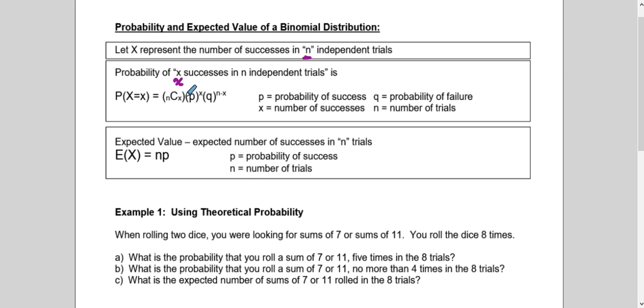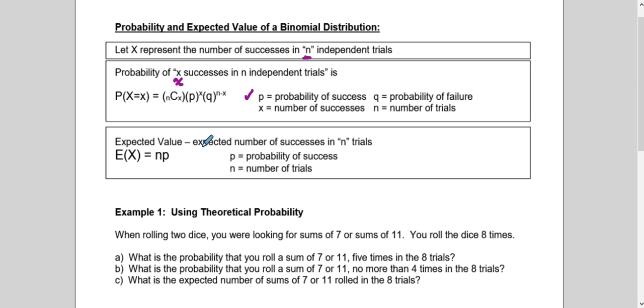We could have 2 successes, 3 successes, 4 successes. All right. And these are the things that we're going to be able to define based on the wording. So P is the probability of success, Q is the probability of failure, N is the number of trials, and X, that little x is going to be the number of successes.